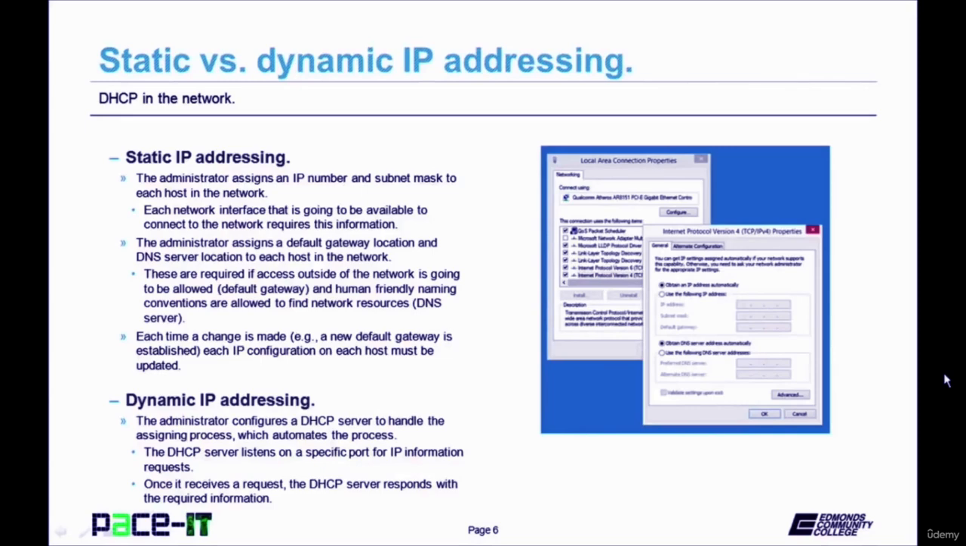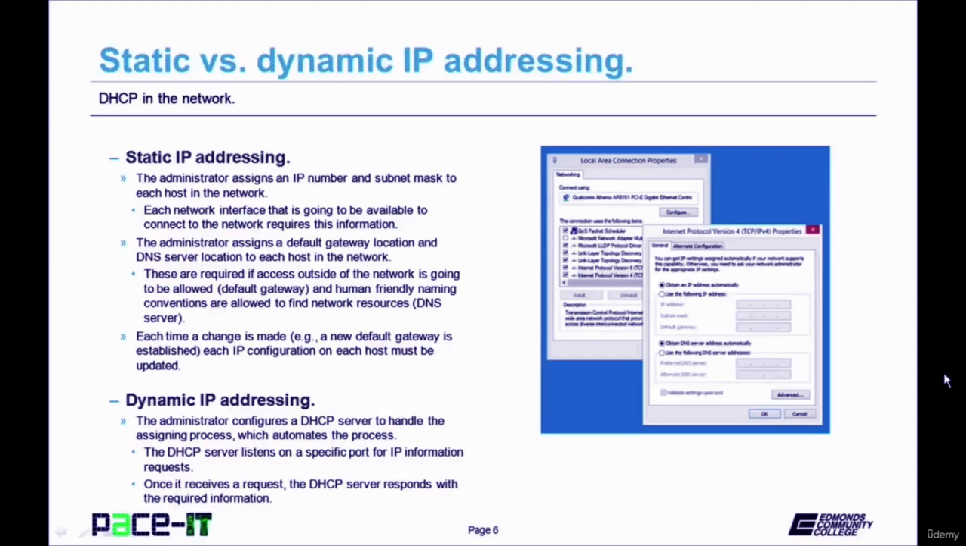Now, these settings are required if access to outside networks is going to be allowed. That would be through the default gateway. And if human-friendly naming conventions are going to be allowed, that way you can more easily find network resources, and that would be through a DNS server. Now, each time a change is made, as in a new default gateway is established, each IP configuration on each host must be updated. That's why it becomes rather cumbersome and complicated as the network grows.